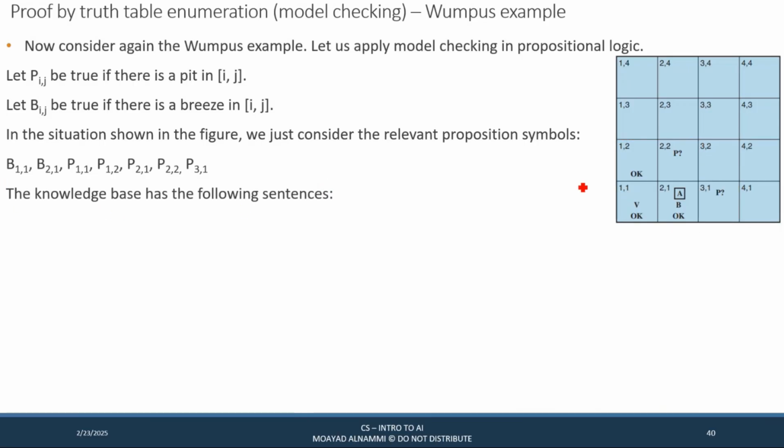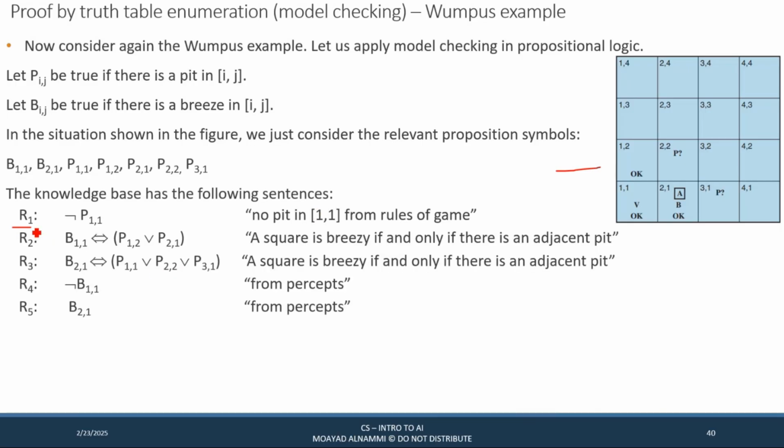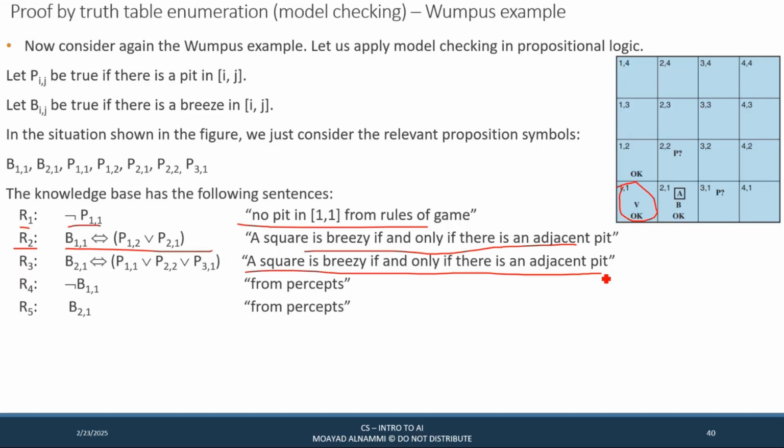The knowledge base, based on this situation, has the following facts. We're labeling the sentences R1, R2, all the way up to R5. For R1, there is no pit in 1-1, and you can see here there's no pit in 1-1. R2 says that a square is breezy if and only if there's an adjacent pit. This is a mechanic of the world, and we need to add it again for the other squares.